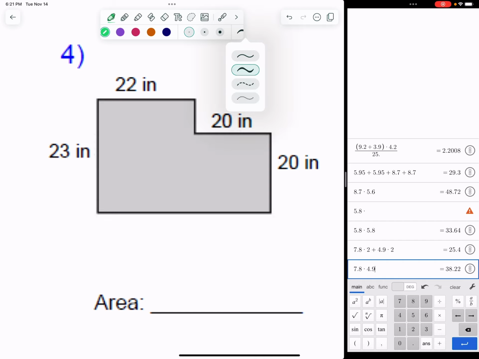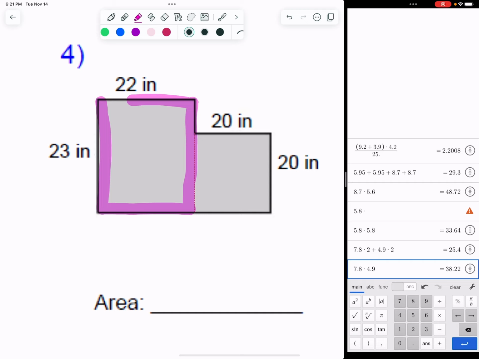But when I look at this guy, here's what I see. I see a place where I could cut that shape and make two pieces that I am familiar with. I can cut it into a rectangle and a square, which is super convenient because I know how to find the area of both of those.